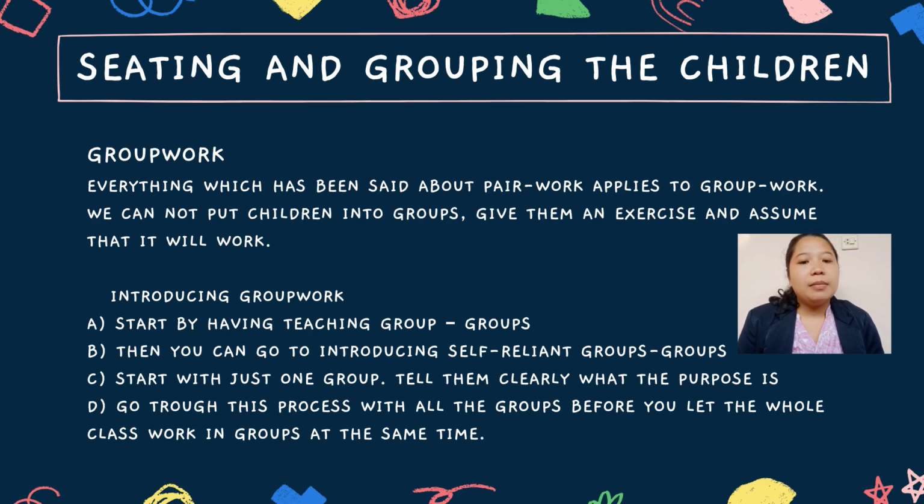And the next one is to start with just one group, then tell them clearly what the purpose is, like "I want you to make me a poster," and why they are working together. If there are four of you, you can help each other and share the work. And the last one is to grow the process. Grow through this process with all groups before you let the whole class work in groups at the same time.